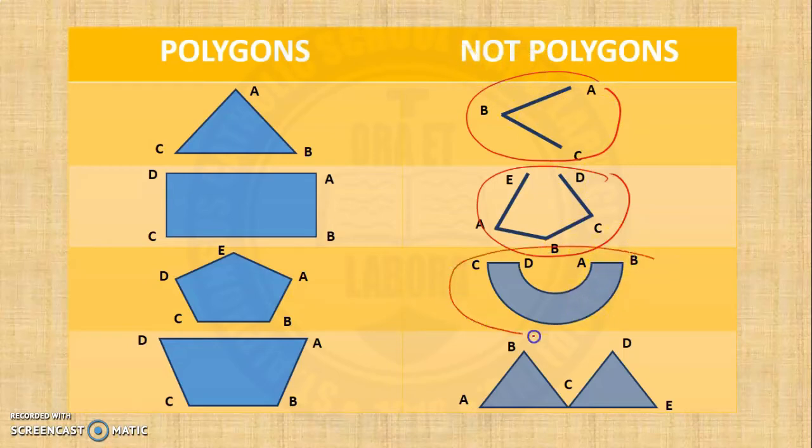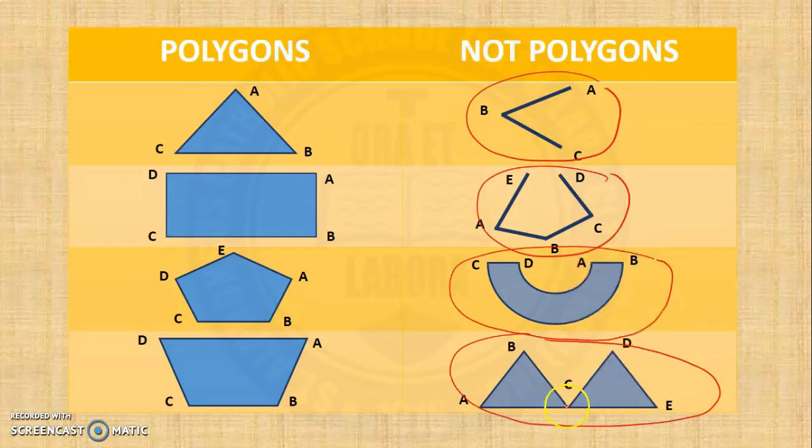Okay, for this third figure, the reason why this is not a polygon, even if it is a closed figure, is that it was not formed by line segments. These are curved lines. So that means this is not a polygon. Okay, now for the last one. This one is not a polygon even if it is a closed figure and even if it was formed by line segments. It's because of this point here.